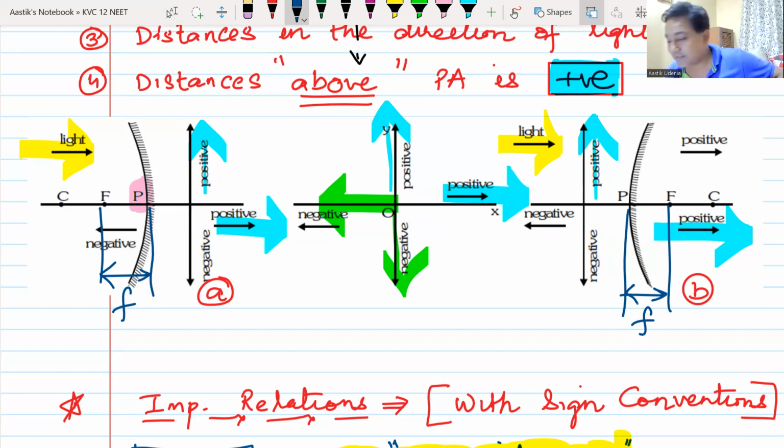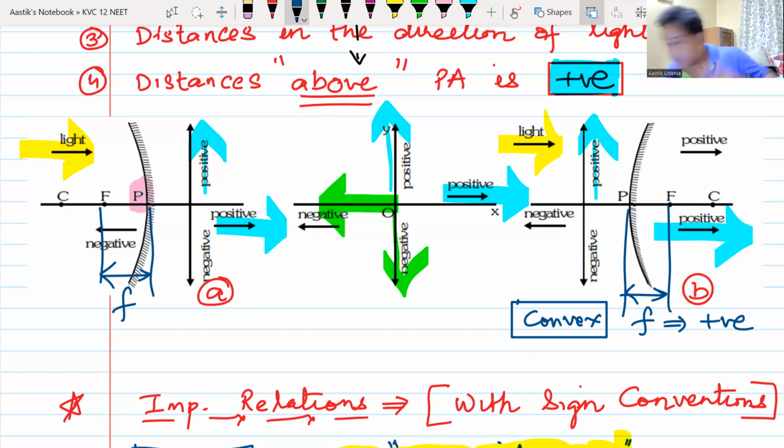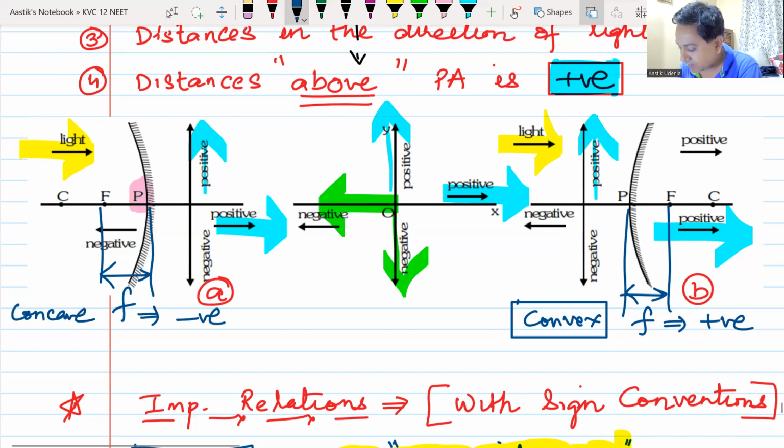Which mirror? Focal length of a convex mirror is positive. That is absolutely correct. For a convex mirror, remember, not lens, the focal length is positive. You can easily see it. For a concave mirror, the focal length becomes negative. Is it clear to everyone in the class what we are discussing?